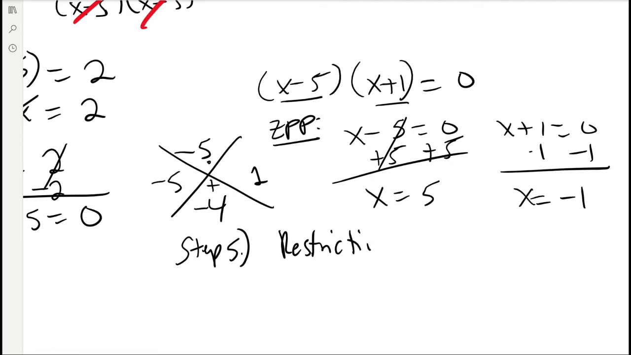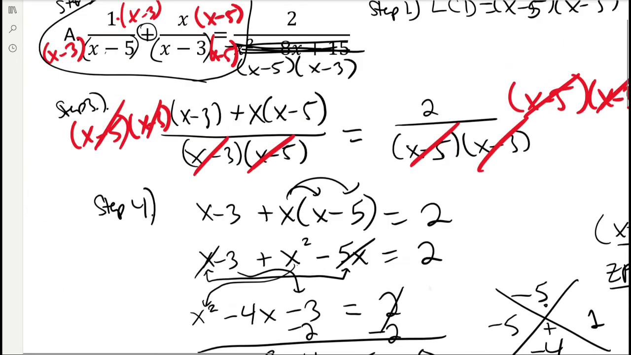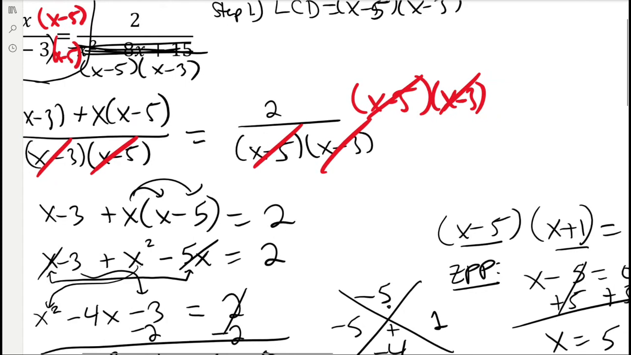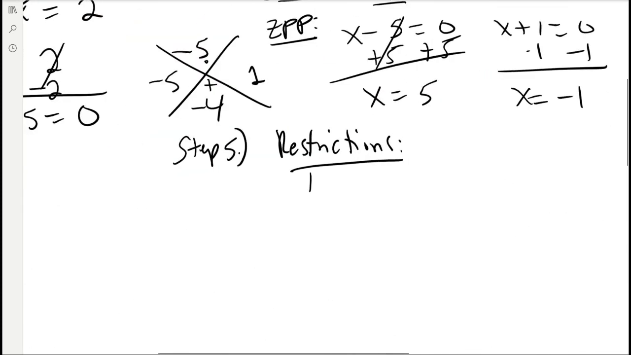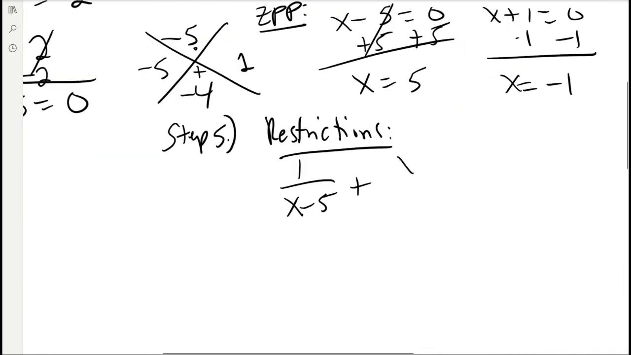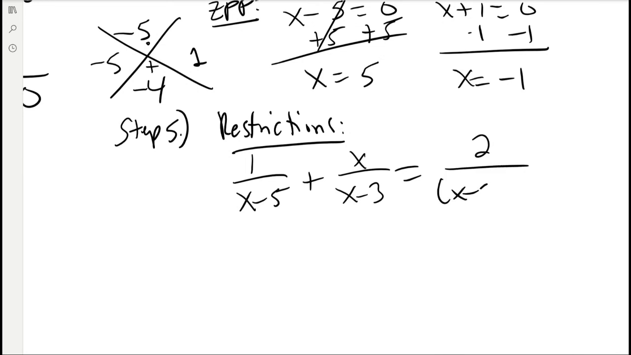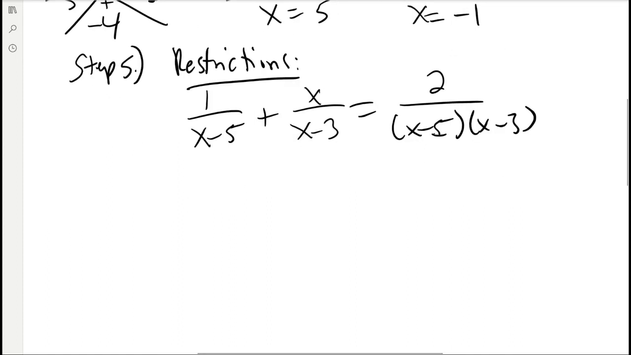Okay, so let's check those restrictions out. We're going to go ahead and write down the original equation. We had 1 over x minus 5 plus x over x minus 3 equals 2 over x minus 5, x minus 3. Notice I just left this as factored because it makes it easier. Since these repeat, we only have to do it for these two.